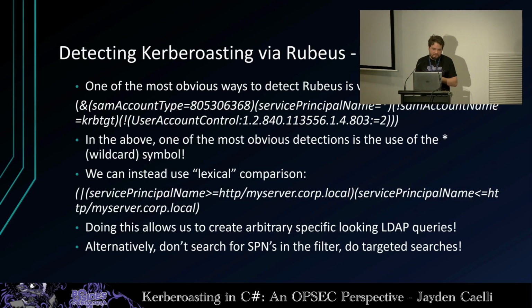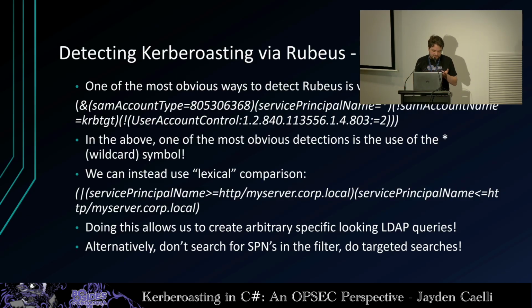So here I switched that particular LDAP filter to be an OR statement, and I say, grab me any objects where the service principal name is greater than or equal to a random service principal name that I created that looks legitimate. Here I'm saying HTTP on some random server.corp.local. That matches the domain, looks reasonable. Or if it's less than that service principal name I said.